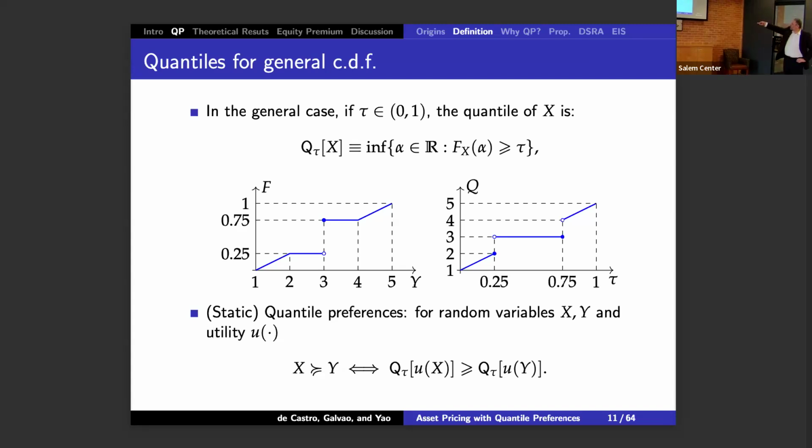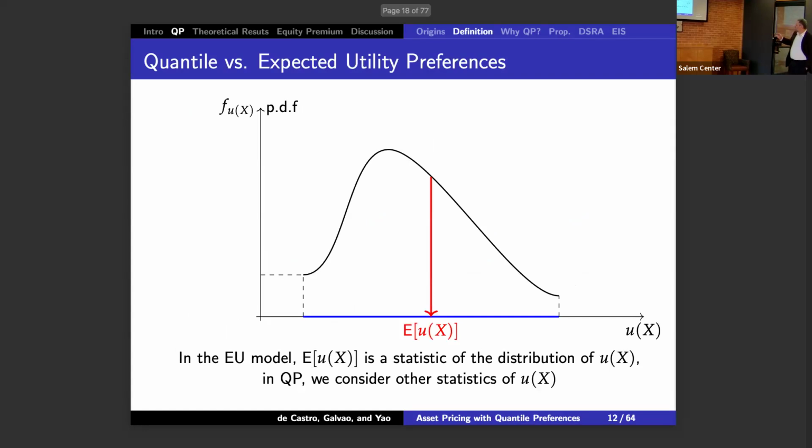So I'm keeping here the u, but I'll take it out in a moment, okay? I put this just to make exactly the parallel with expectation. For now, it's just one period, and I'm just trying to explain the one period. So if you think about what expectation does, it takes a certain equivalent of the distribution of this random value, that's u of X, right? You take a certain equivalent. What the quantile does is take another certain equivalent.